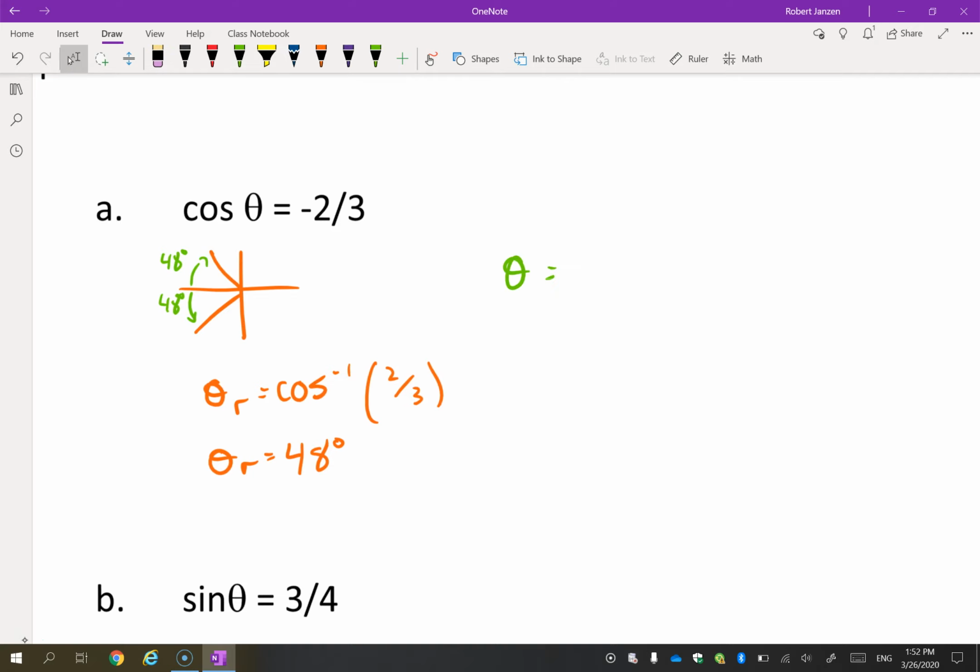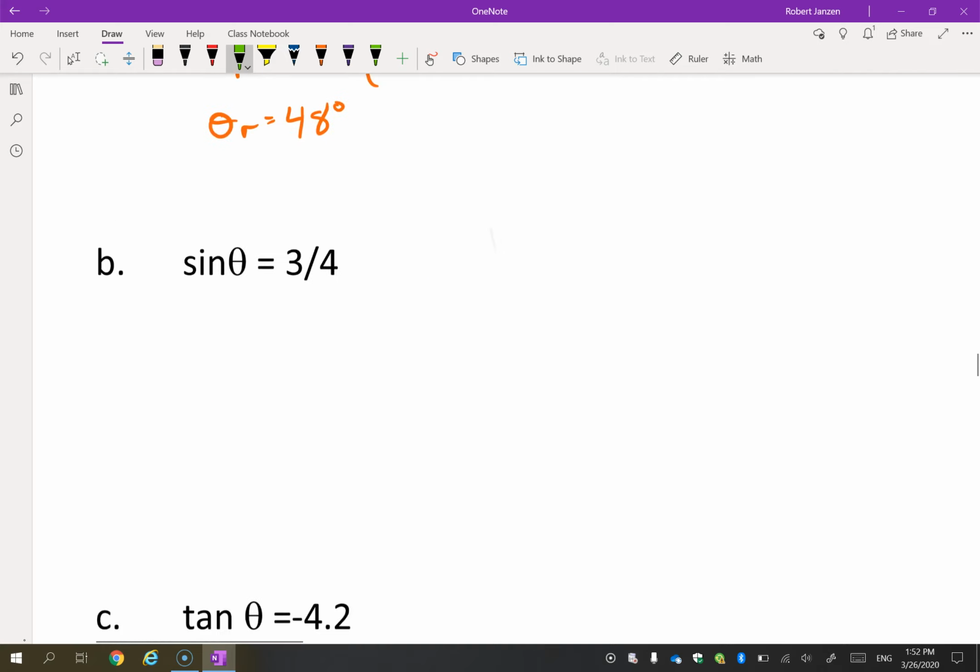So what is theta? Well, this one would be 180 take away 48, so I get 132. And then I would also have 180 plus 48, so you'd get 228. Those are my two answers. Okay, try the next one.